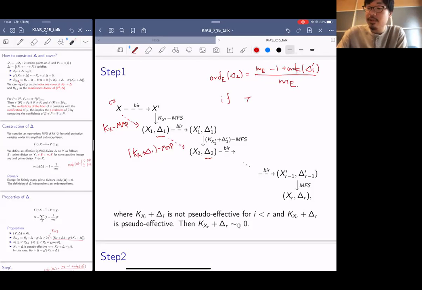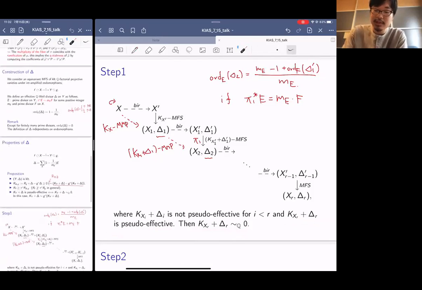if phi 1 pullback E is equal to ME times F, where phi 1 is this. So we need this term. But the essential part is the multiplicities of fibers. And repeating this construction, we obtain the pair XR, delta R with KXR plus delta R pseudo-effective. And in this case, we can prove that KXR plus delta R is Q-linearly trivial. Okay, this is step 1.